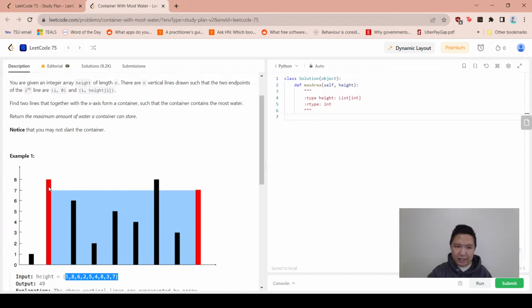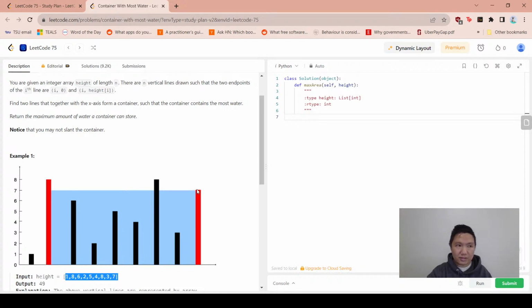Now look at this one. This is the correct answer here. You have these two red lines. They are both fairly tall. The depth of the water that these two red lines can trap is going to be 7. It's basically the height of the shorter line. One is height 8 and the other one is height 7. So the amount of water it can trap is going to be the height of the shorter line.